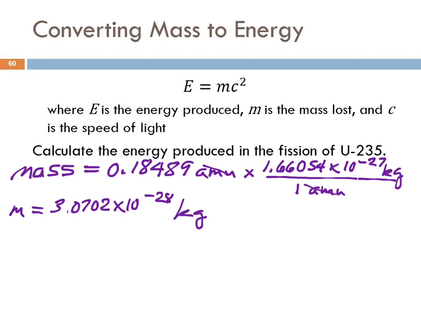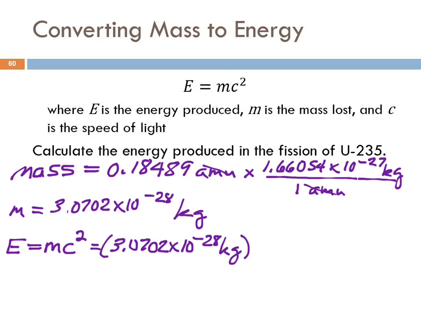Well, put that into this equation, E equals mc squared. So here we've got the mass, kilograms. You know what the speed of light is? 3 times 10 to the 8th meters per second. So we're going to use more sig figs. 2.9979 times 10 to the 8th meters per second, and that's squared.